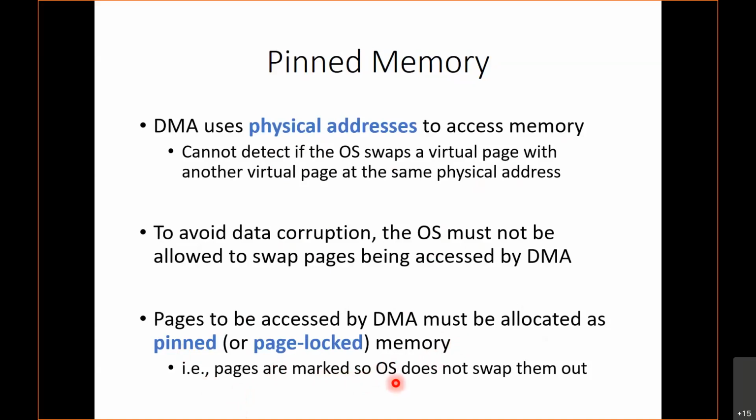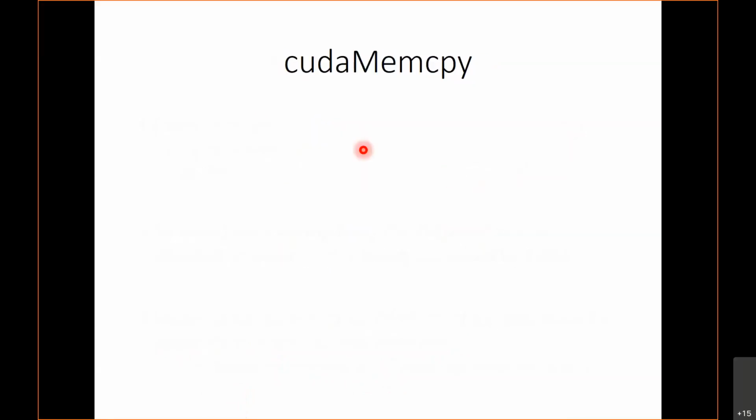Okay, so now this brings us to CUDA memcopy. Having now known that CUDA memcopy uses DMA and that DMA requires pages to be pinned, how do you think CUDA memcopy works? What does CUDA memcopy do?